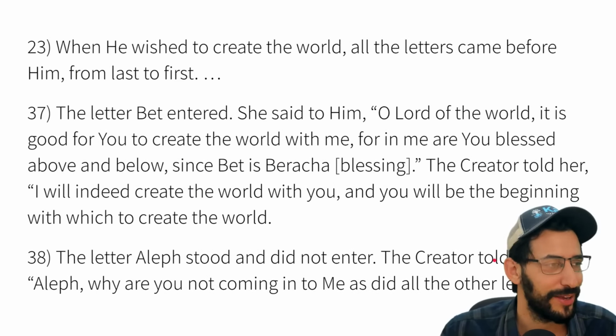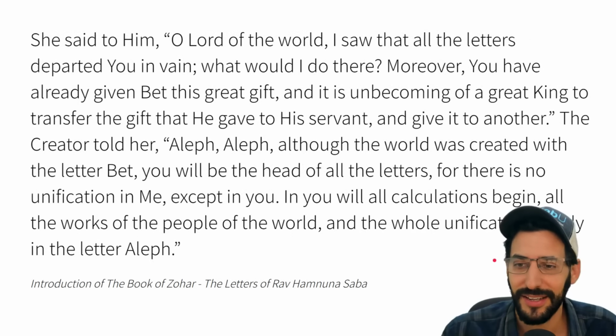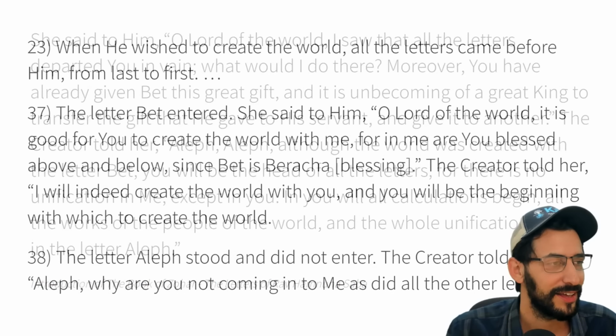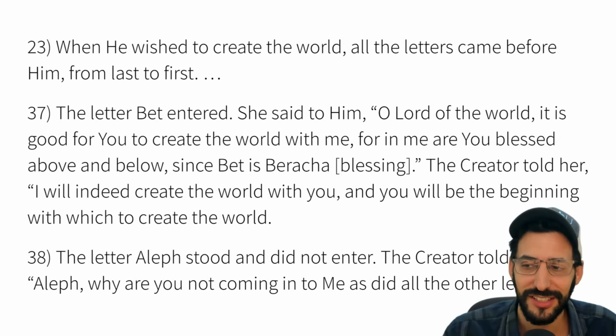Okay, let's keep going. I want to read you something from the introduction to the book of Zohar, an article called The Letters of Rav Hamnuna Saba. It's beautiful. It's an article which is like an allegory of the letters, where each letter comes to the Creator and tries to convince the Creator to create the world starting with that letter. So it's an allegory, of course. But it's beautiful to see in the article how each letter explains why the world should be created starting with them. And I pulled from the article the items about Bet and Aleph, which we already covered.